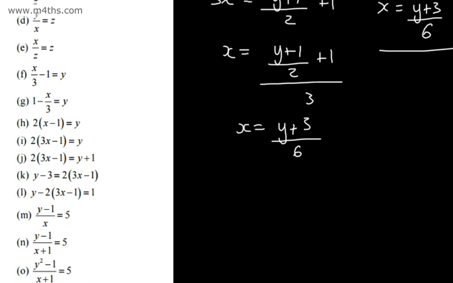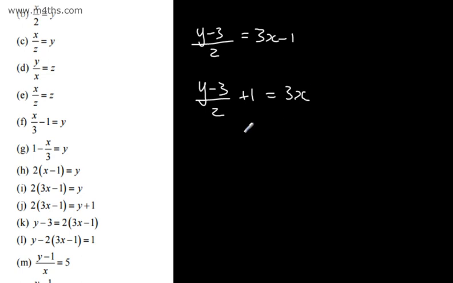Okay, let's move on and look at some more. Okay, this one right here. So on the left-hand side, we've got y minus 3. On the right-hand side, we've got 2 lots of 3x minus 1. I'm going to go ahead and divide both sides by the 2. So y minus 3 divided by 2 is equal to 3x minus 1. Add in the 1, y minus 3 divided by 2 plus 1 is equal to 3x. Dividing both sides of the equation, y minus 3 divided by 2 plus 1, by the 3, that will give us x. And again, if you want, you can tidy that up.